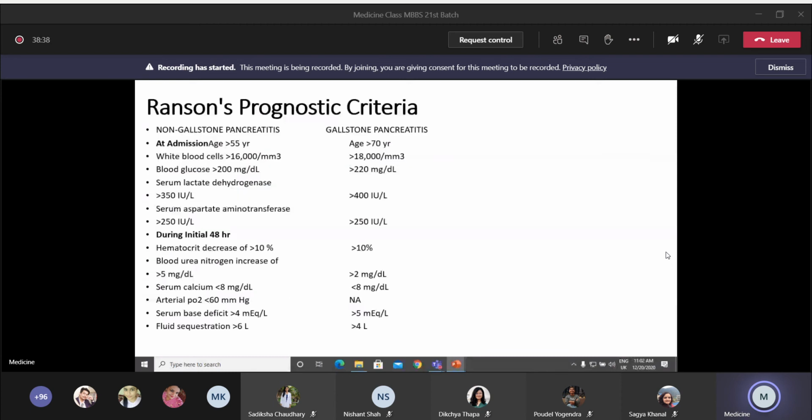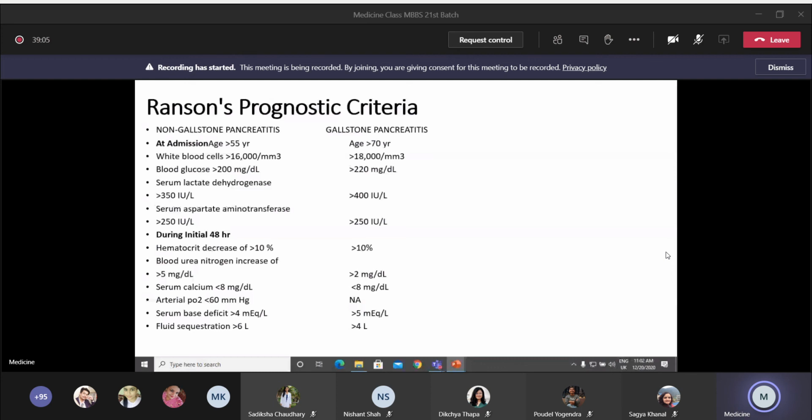So this is a term, Ranson's prognostic criteria. This you have to mug up. It's very difficult. This is the criteria to see the prognosis. What are the prognostic factors? You can see within 48 hours, at the time of admission and after 48 hours. These are all the parameters, and these are for 2 types: gallstone pancreatitis and non-gallstone pancreatitis. So 2 different criteria you have to mug up, no choice. This is the most commonly asked.